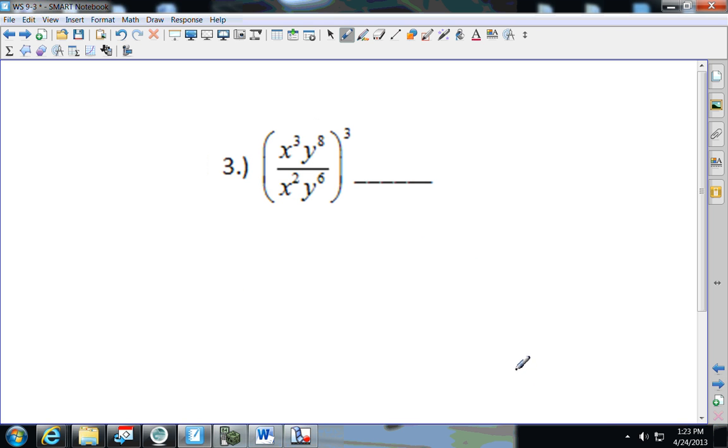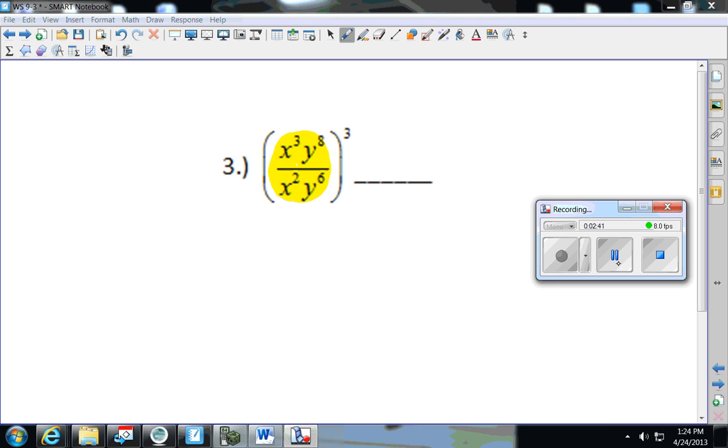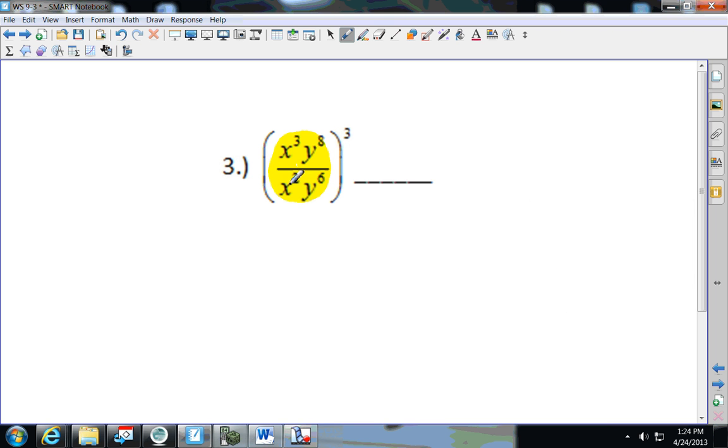Number 3. Try number 3 the same way. Do what is on the inside first, and then do the exponent. So on number 3, I have my x's. I have a 3 and a 2. 3 minus 2 is 1, so I have x to the 1st power. 8 minus 6 is 2. Y to the 2nd power. It is all raised to the 3rd power.